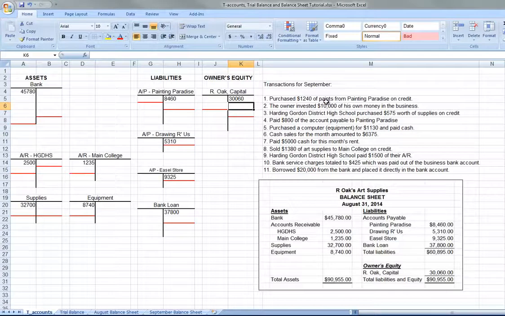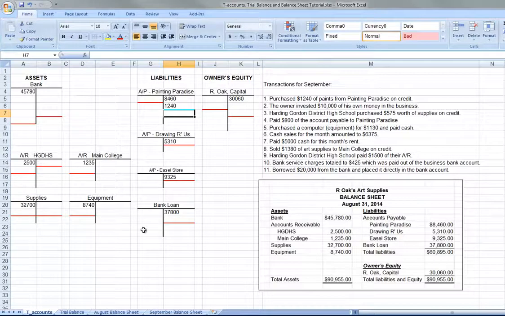Purchased $1,240 of paints from Painting Paradise. Now, on credit means the bank account is not affected. We're going to pay later. That's what on credit means. So this company already owes Painting Paradise $8,460, and that's a credit balance account. So they're going to owe $1,240 more. So we would put $1,240 right there.